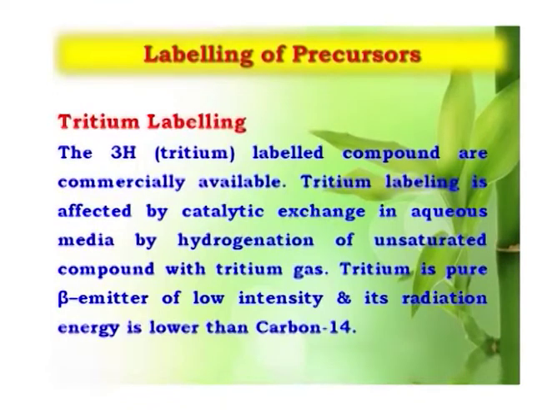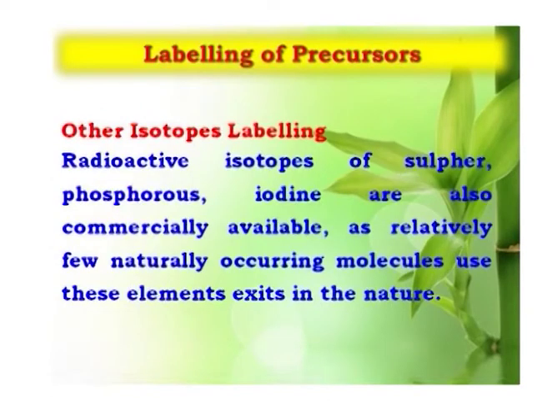Tritium labeling. Tritium labeled compounds are commercially available. Tritium labeling is effected by catalytic exchange in aqueous media or by hydrogenation of unsaturated compounds with tritium gas. Tritium is a pure beta emitter of low intensity and its radiation energy is lower than carbon-14. Other isotopes labeling. Radioactive isotopes of sulfur, phosphorus and iodine are commercially available, as relatively few naturally occurring molecules use these elements that exist in nature.